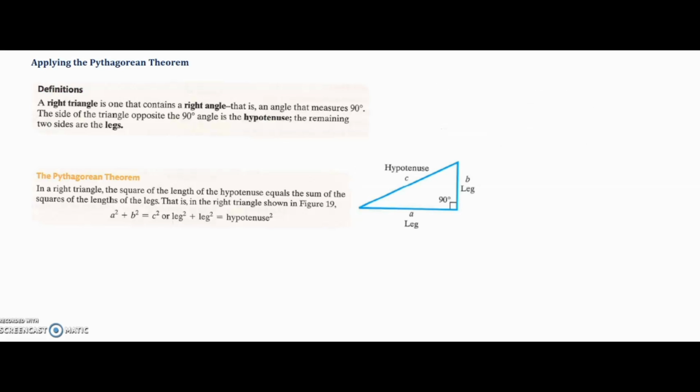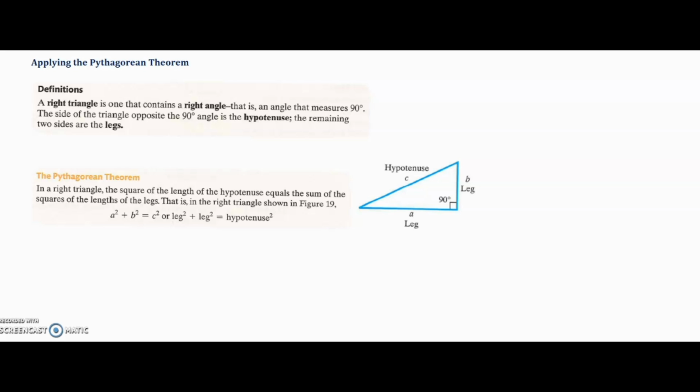Let us move on to the Pythagorean theorem. A right triangle is one that contains a right angle, or an angle that measures 90 degrees. The side of a triangle opposite the 90 degree angle is called the hypotenuse. The remaining 2 sides are the legs. So the Pythagorean theorem states that the square of the length of the hypotenuse is equal to the sum of the squares of the legs. So I have usually a squared plus b squared equals c squared, and c is my hypotenuse.